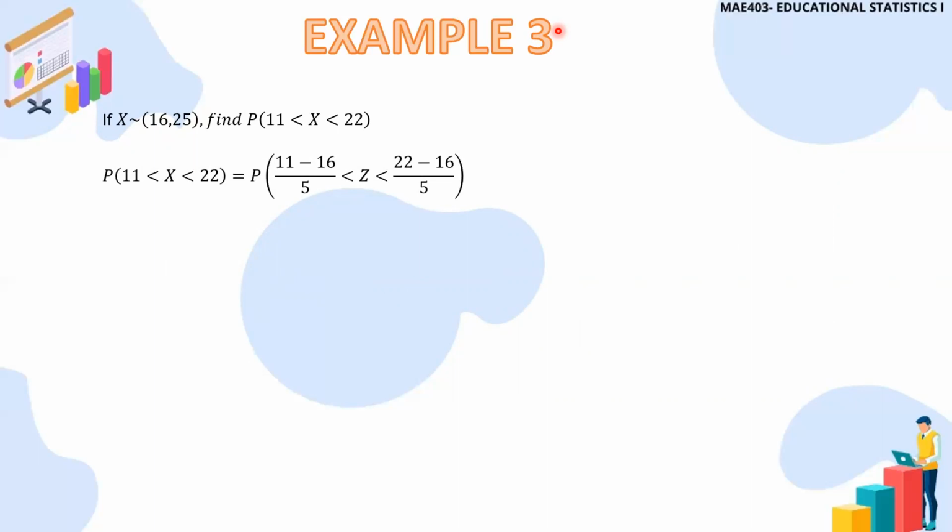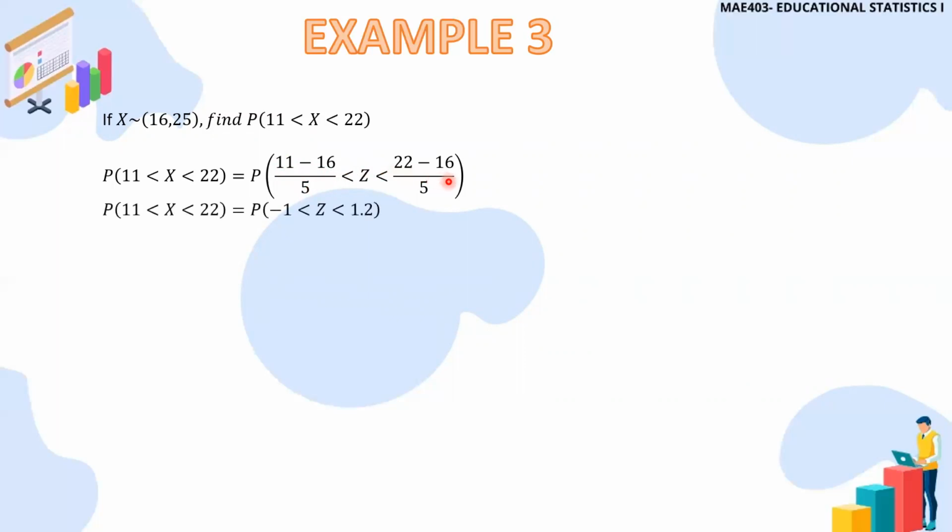Okay, let's say you are given X normally distributed with mean 16 and the variance is 25. Find the probability of X less than 22 and greater than 11. So first, approximate to the standard normal distribution. So 11 minus mu, which is 16, divided by the standard deviation, square root of 25. The same goes for 22 minus 16 over 5.